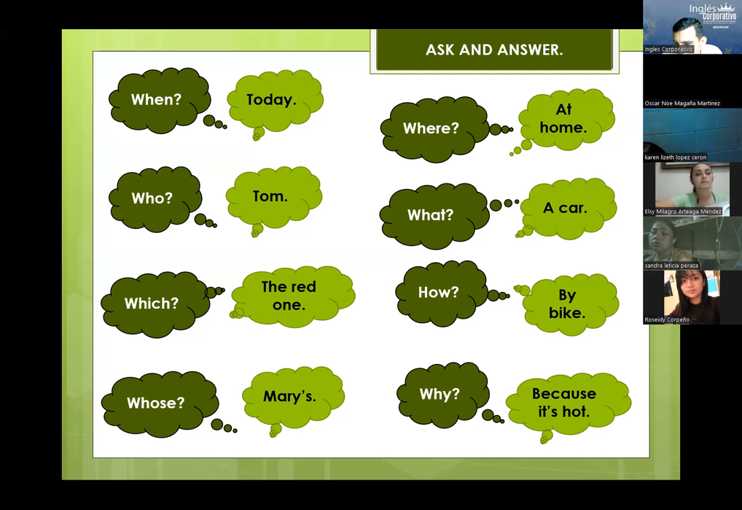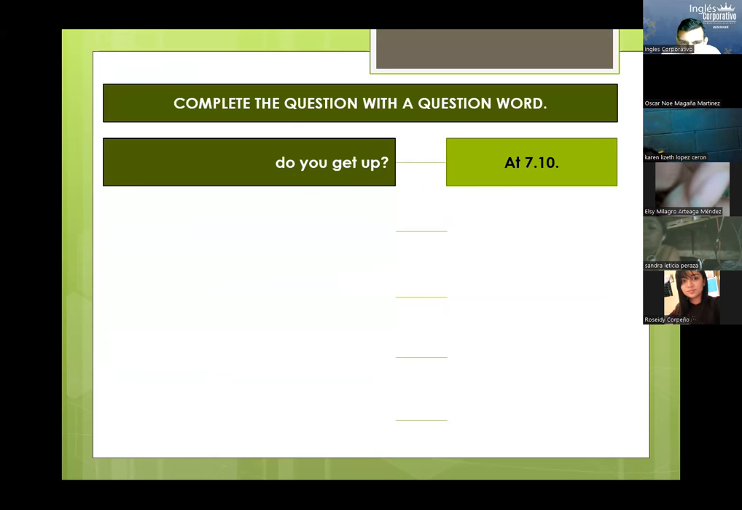Así, por ejemplo, ¿por qué viniste tarde? Why did you come late? Because there was traffic. Porque había tráfico. ¿Por qué no contestaste el teléfono? Why didn't you answer the phone? Because I was driving, porque estaba manejando, estaba conduciendo. Ok, completemos.